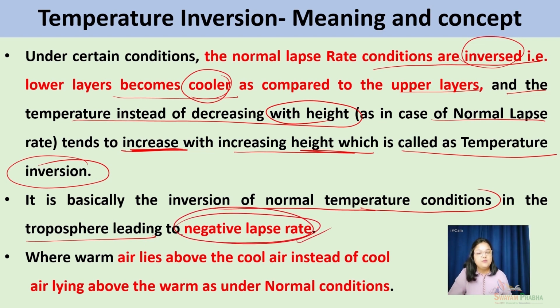Why negative lapse rate? Because the temperature is no more decreasing with increasing height, and instead the conditions are reversed and the temperature increases with increasing height, where the warm air lies above the cool air instead of the cool air lying above the warm air as in the normal conditions.